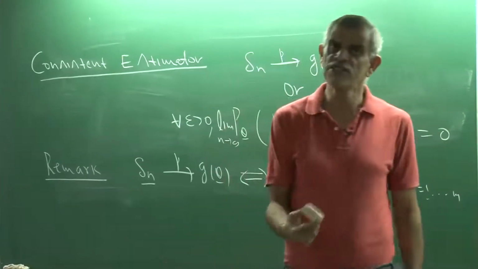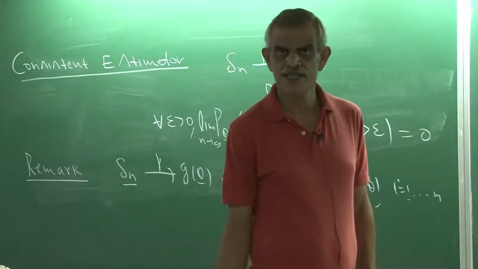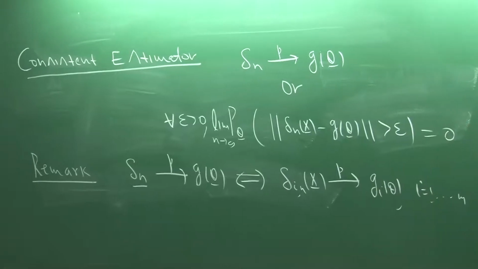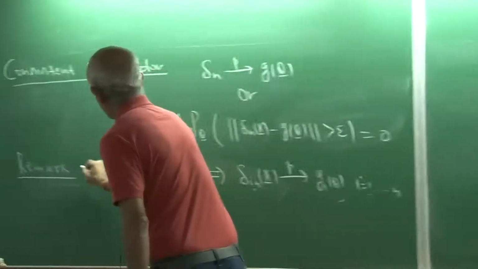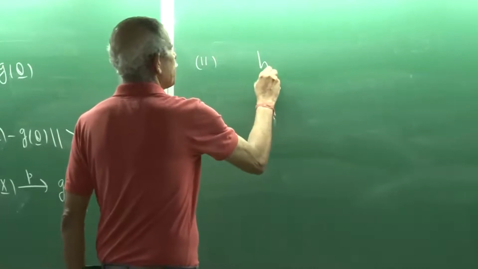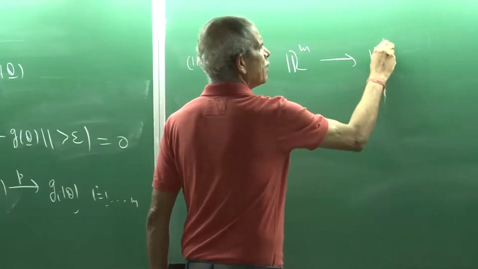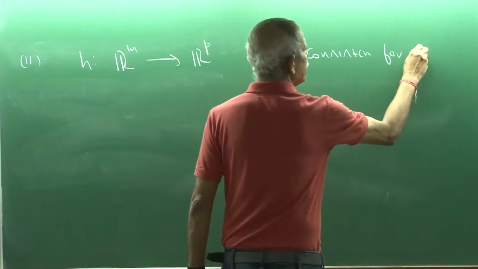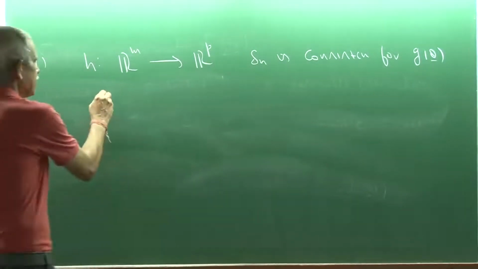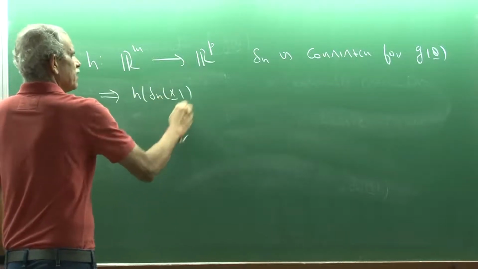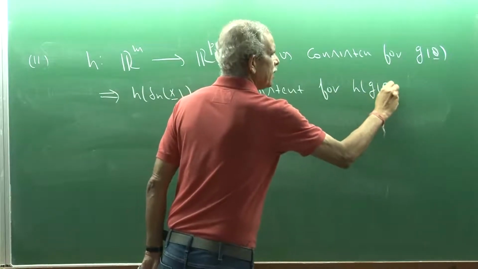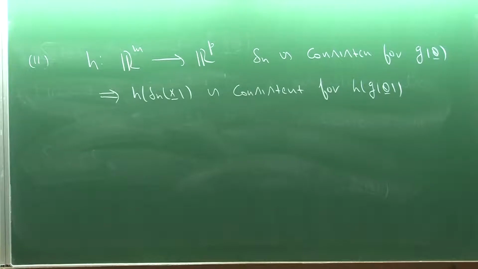Then you know that convergence in probability is preserved by continuous functions. That means if delta n converges in probability to g theta, then h of delta n also converges in probability to h of g theta, provided h is continuous. So this is remark 1. So these are the properties which you have already done. So suppose h is a function from R^m to R^p. If delta n is consistent for g theta, then this would imply that h of delta n(x) is consistent for h of g theta. Right? That's very clear because you know that consistency is preserved under continuous functions.